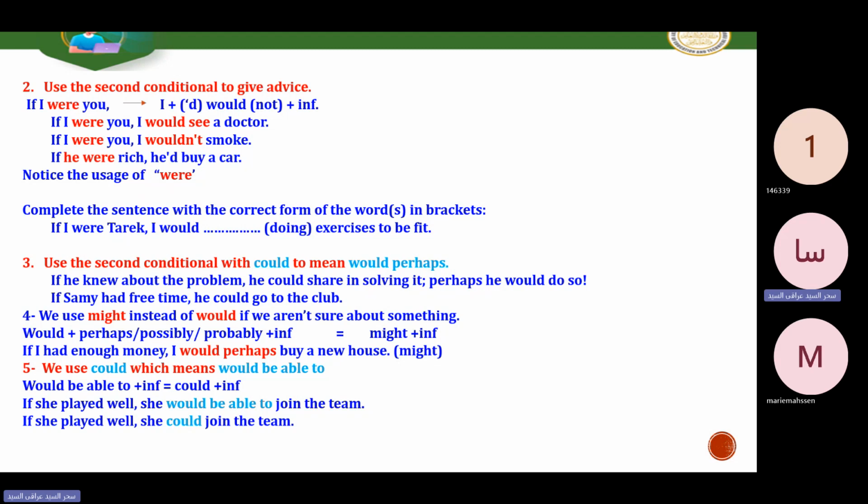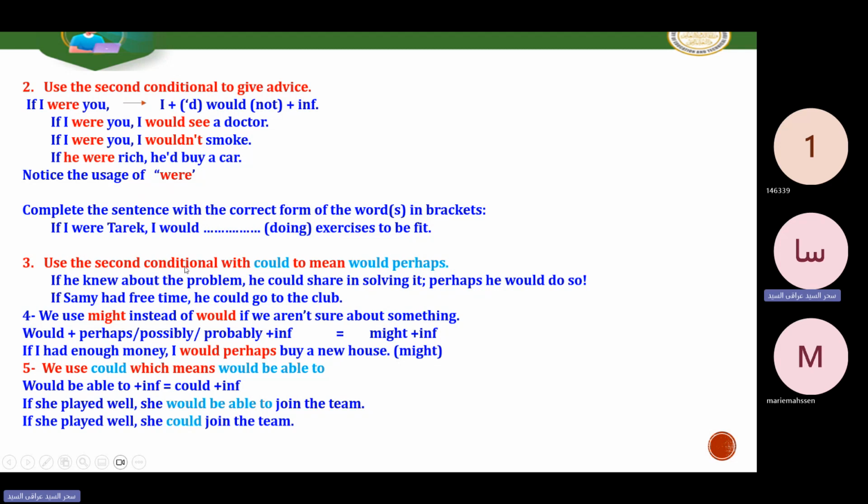Okay. Now look at this example. Complete the sentence with the correct form of the words in brackets. If I were Tariq, if I were in his shoes, I would doing exercises to be fit. Would doing, how come? Would is followed by the infinitive form. So I would do some exercises. Or I would do exercises to be fit.